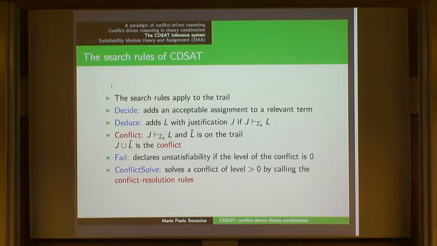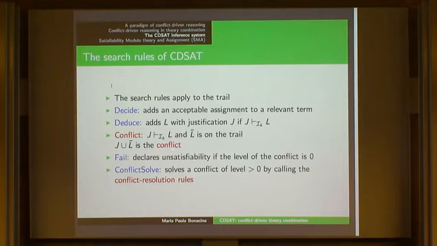When does it stop? The procedure, as usual with this kind of procedures, goes on doing decisions and deductions. Deduction is the more general name we use in place of propagations, until a conflict arises. So what is a conflict? A conflict is a situation where from some J, which is a subset of the trail, we can infer an L, a Boolean L, but its complement is already on the trail. Then J, the premises of the inference, plus the complement of what is inferred form the conflict.